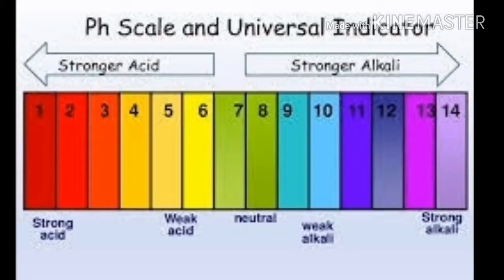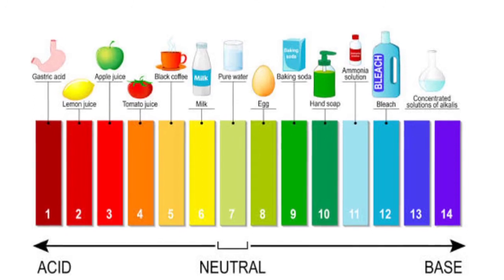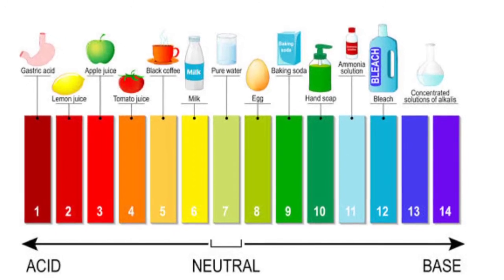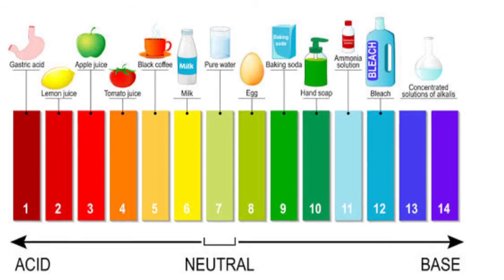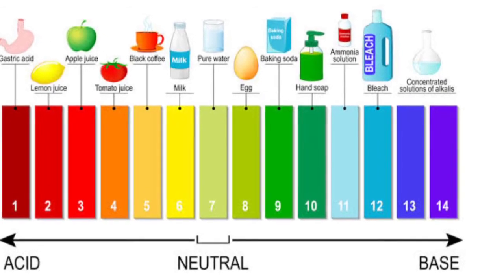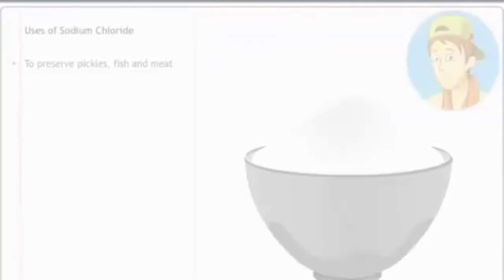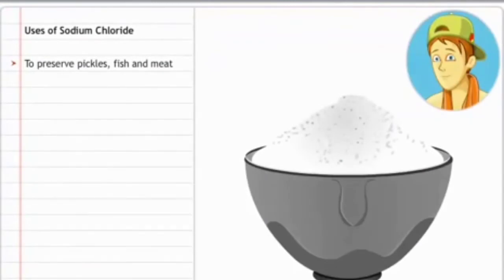pH scale is the scale for measuring hydrogen ion concentration in a solution. The strength of an acid or an alkali can be tested by using a scale called the pH scale, and the value begins from 0 to 14, which gives the measure of hydrogen ion concentration in a solution. A neutral solution has pH value 7, while an acidic solution has a pH value less than 7, and a basic solution has pH value more than 7.